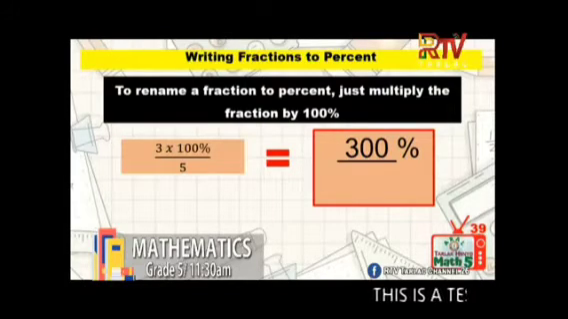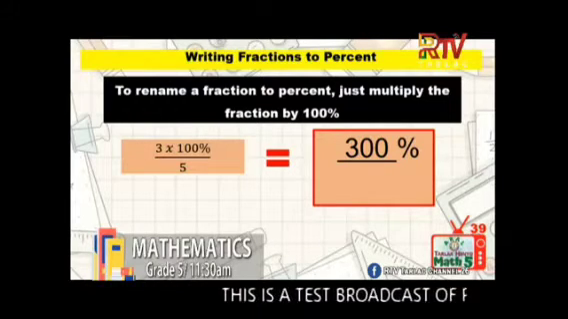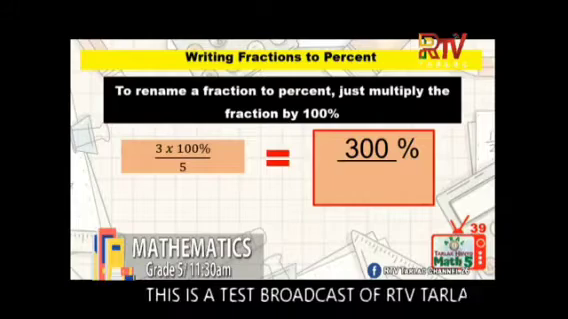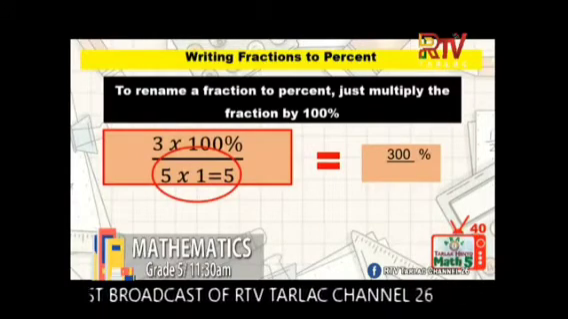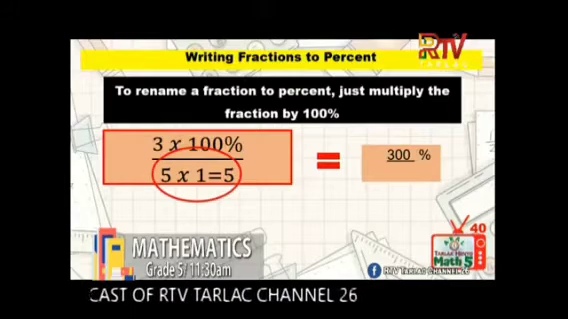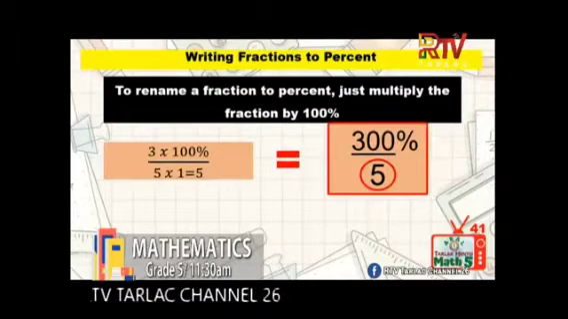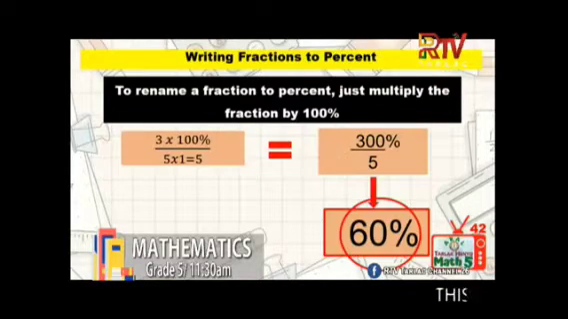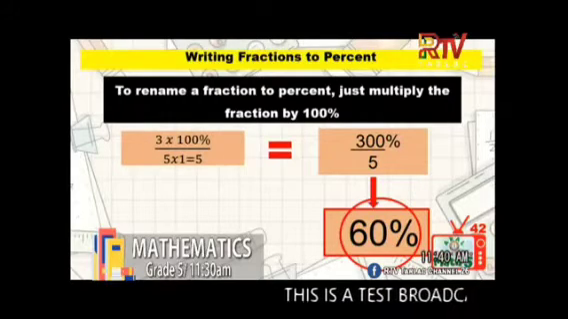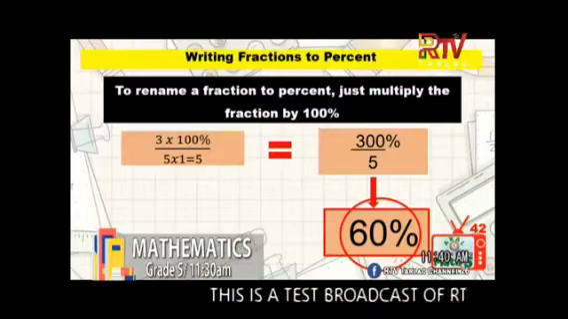This will be our numerator. For the denominator, multiply 5 by 1. Yes, this is equal to 5. Now, we divide 300% by 5, which gives us, correct, 300% divided by 5 is 60%.